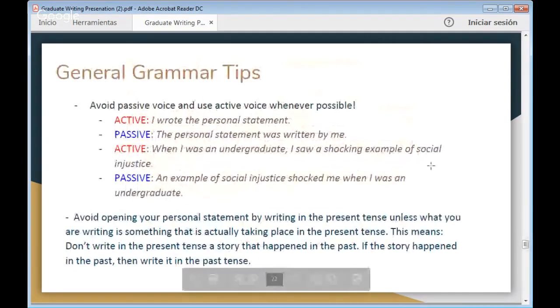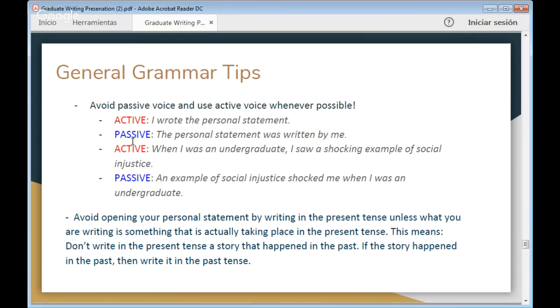Okay, so that was for the study research objectives. Here are just some general grammar tips as you're writing. You'll want to include these in both of the essays. These are just for any academic writing papers. So we have: avoid passive voice and use active voice whenever possible.